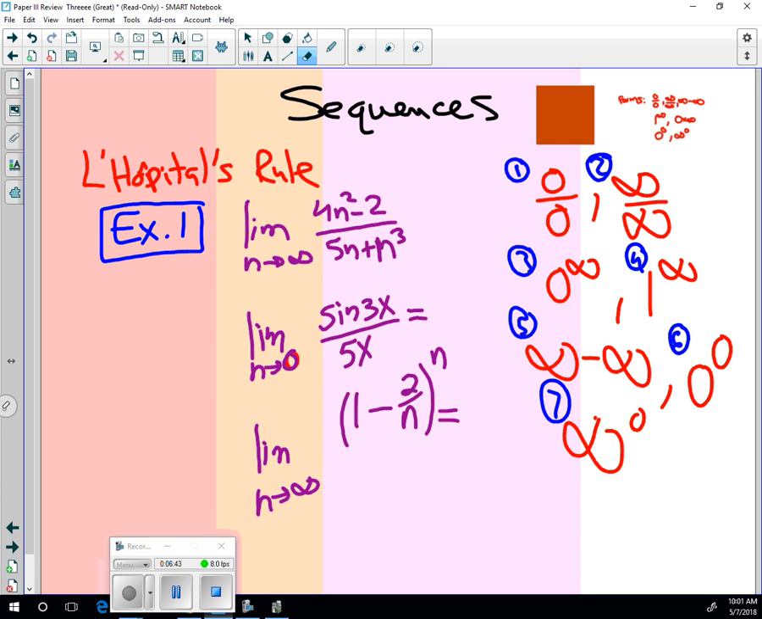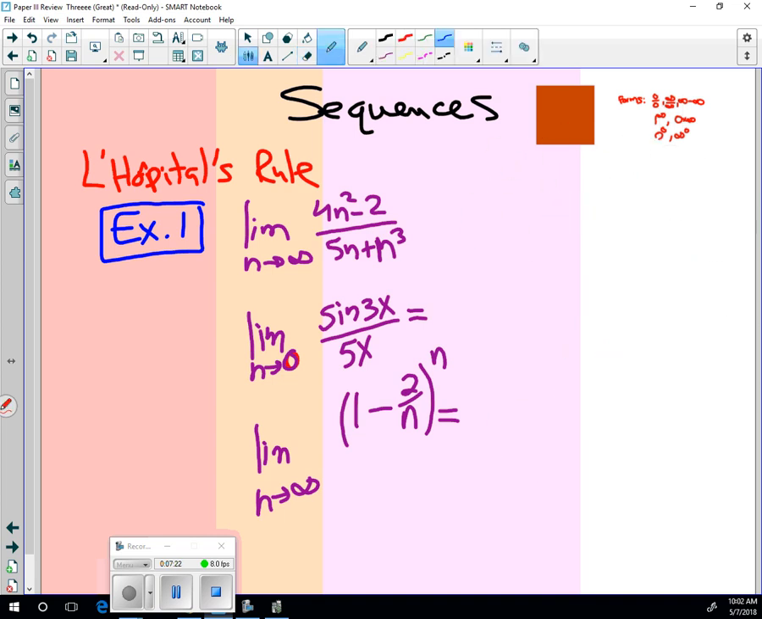Like, what's 1 over infinity? 0. That's not an indeterminate form. You wouldn't use L'Hopital's on it. How about infinity over 0? Not an indeterminate form. How about just infinity over 1? How about 5 over 0? None of those are indeterminate forms. So they have to be one of these 7.